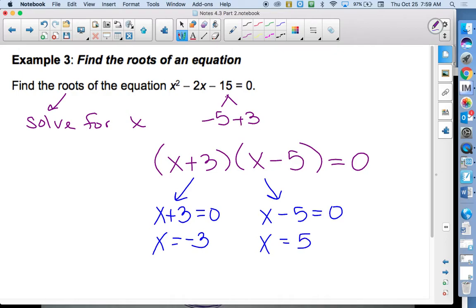So that means if you plug a -3 into the original equation, it's going to give you a value of 0. If we plug a 5 into the original equation, it's going to be equal to 0. These are also x-intercepts. So if we graph the parabola, these points would be 2 points that we could plot on the parabola. Questions?